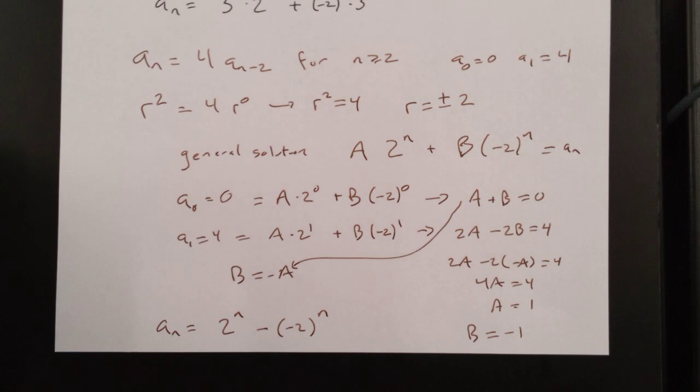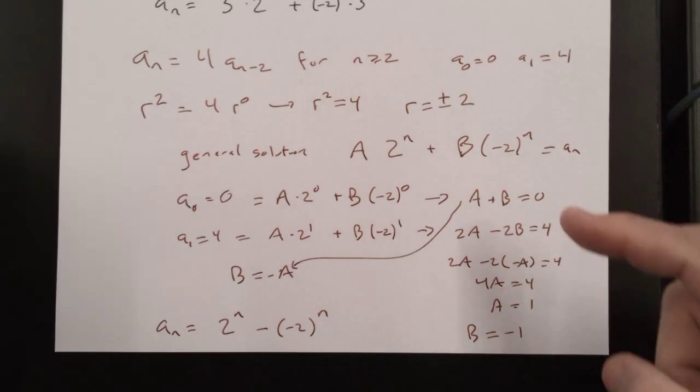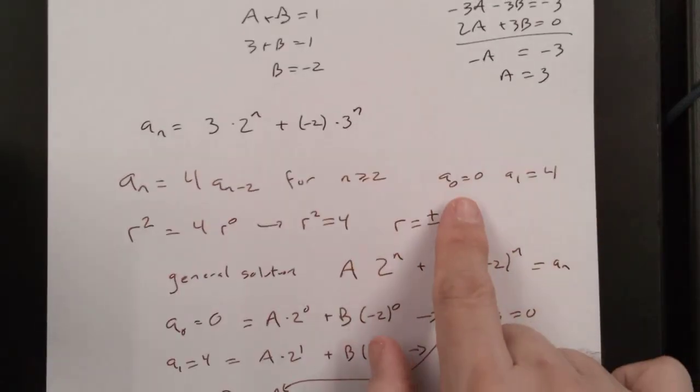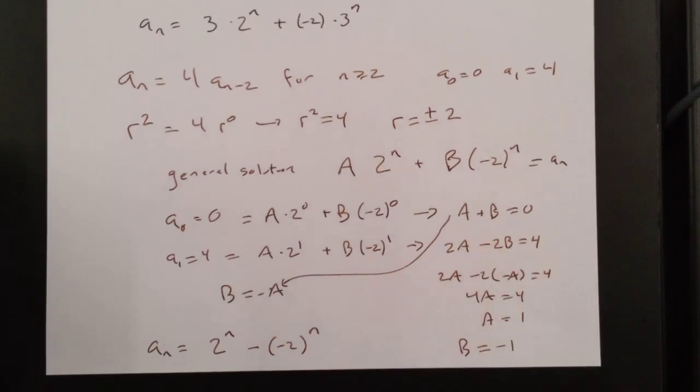When n is even, we're going to get 0. Because both of those will be positive, won't they? So this goes 0, 4, 0, 16, 0, 64, 0, 256. It alternates between 0 and powers of 4. Questions?